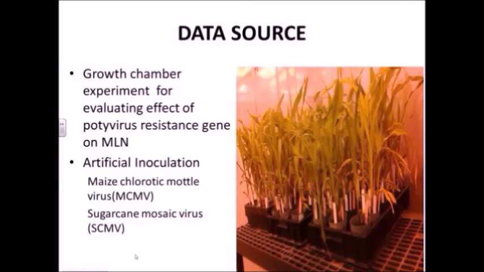The data I'm going to be talking about were data that she generated here using growth chamber experiments. She's replicating this in the field now in like 5 locations. Okay, the growth chamber experiment, she was evaluating the effect of these potyvirus resistance QTL on MLN. So it's an artificial inoculation with maize chlorotic mottle virus and sugarcane mosaic virus.